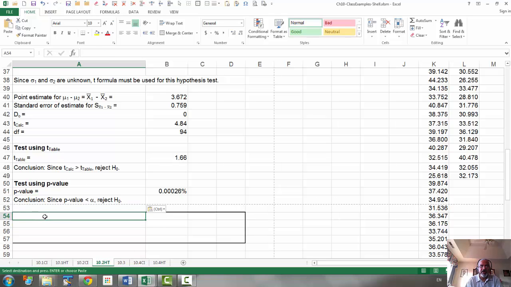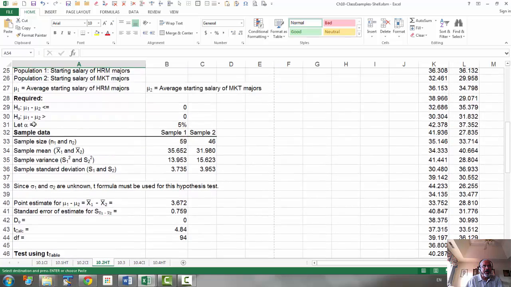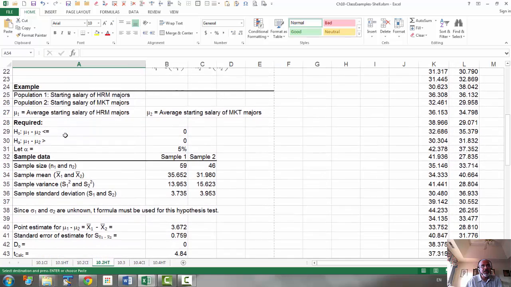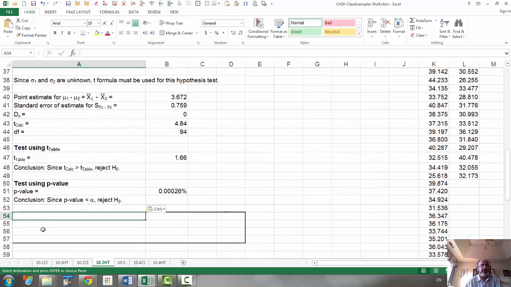Now we need to provide an interpretation: we now have sufficient sample evidence to conclude that the average starting salary for HRM majors is indeed greater than that for the marketing majors, and the probability that this conclusion is wrong is the p-value, 0.00026, a very small probability that our conclusion is going to be wrong.